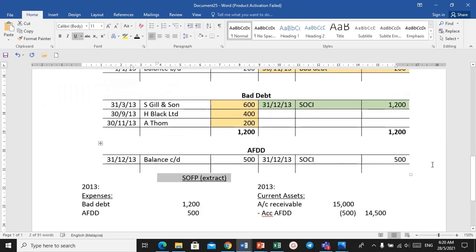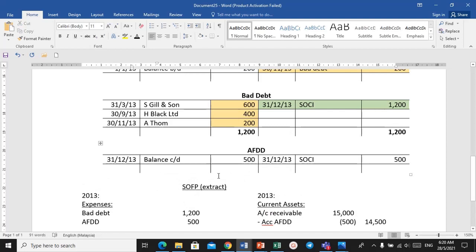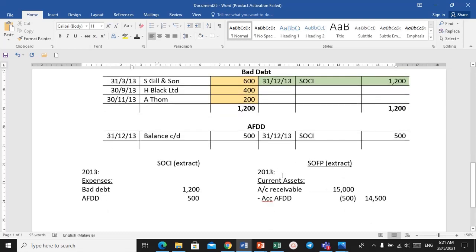Alright. Okay. Let me edit this first. So we have another amount for Sochi, the extract. So this is for Sochi and the right one is for Sophie. Okay, statement of financial position. Okay, so let's do the debit entry. Let's do the entries in the Sochi first.